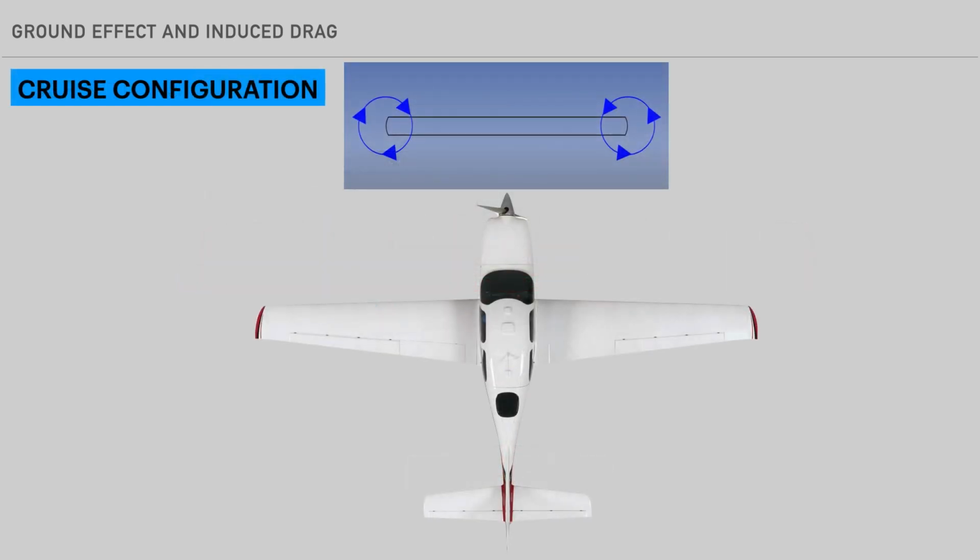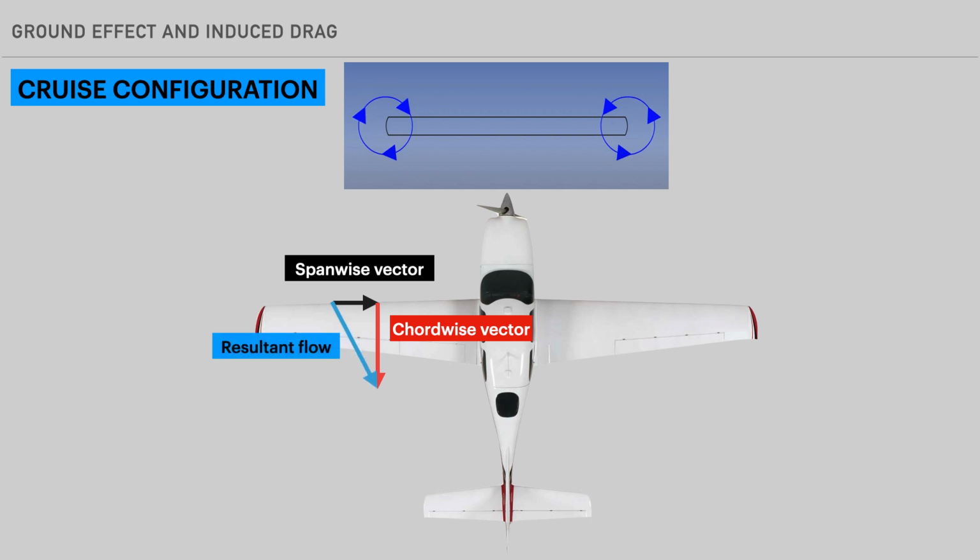In cruise flight, the angle of attack is small and the airspeed is large. This accounts for the small spanwise vector compared to the larger chordwise vector. In the next slide, we will see what happens when we enter slow flight and there is a large angle of attack and decreased airspeed.